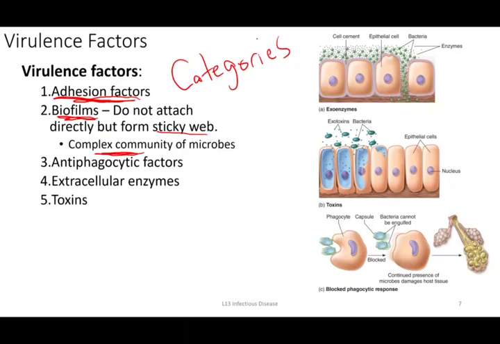disease. So this is the only one that I don't have an extra slide for. And so that's about all I'm asking you to know, that it's a category of virulence factor and basically what a biofilm is and that it can allow bacteria to cause disease. But these other ones, so adhesion factors, we have a couple slides on, and then we'll move on to anti-phagocytic factors, and then enzymes, and then toxins. So all of these other ones have additional slides, so we'll get a little bit more detail.